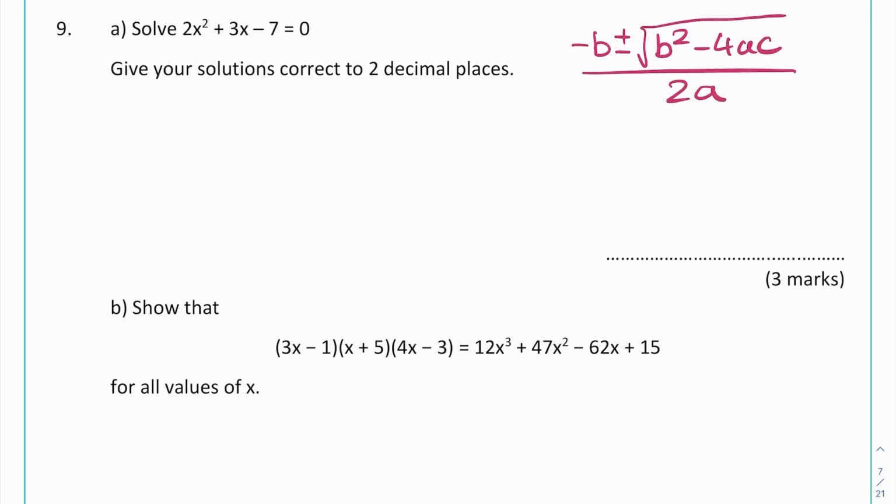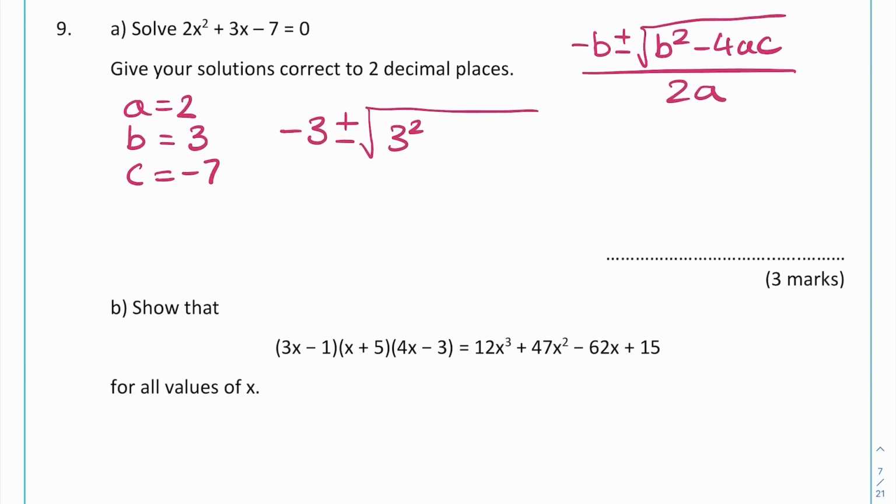The value of a is in front of x squared, so a is equal to 2. b is in front of x, so b is equal to positive 3, and c is at the end, which is negative 7. So we just need to put these values into our formula, so we'll get minus 3 plus and minus the square root of 3 squared take away 4 times 2 times negative 7, and that's all over 2 times 2.